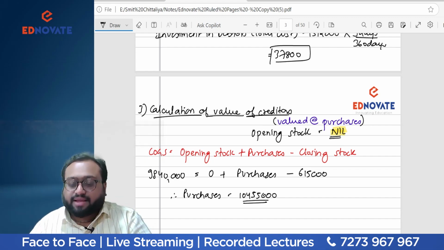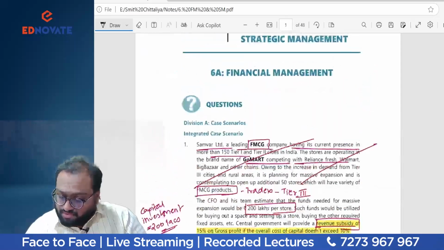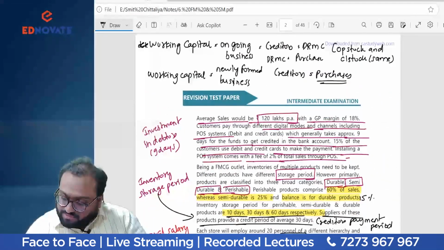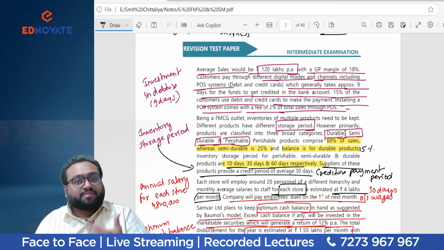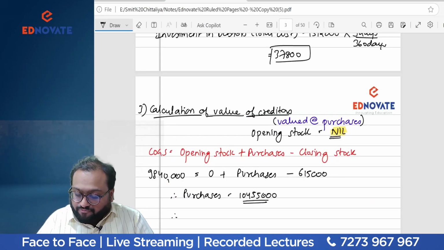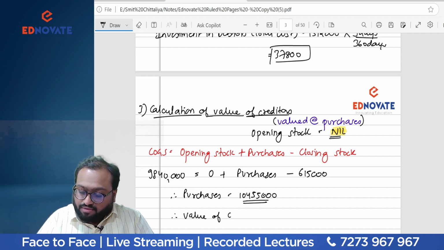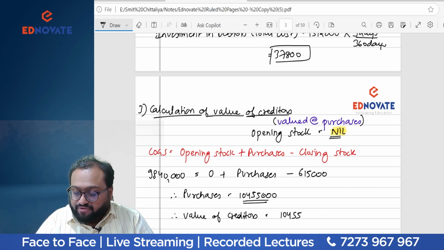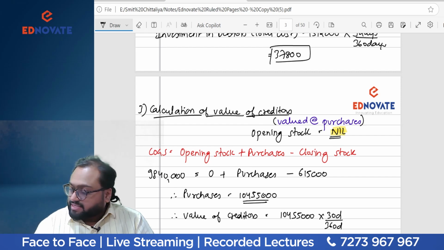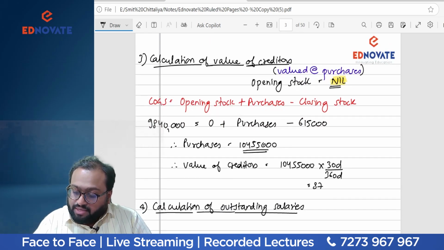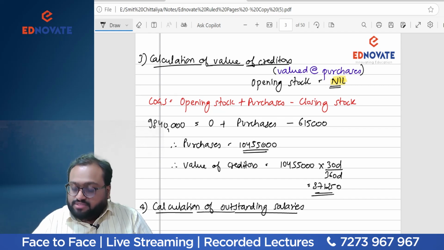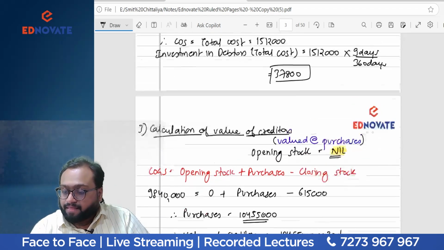So how do you know? We have read the line. Have a look, gang. We know in this paragraph only. One second. Yeah, the creditor payment period we already wrote. 30 days is the credit period given by the creditors. So simply I'll write, therefore value of creditors will be 1,04,55,000 into 30 days divided by 360 days. It will come to, I think so, 8,71,250.